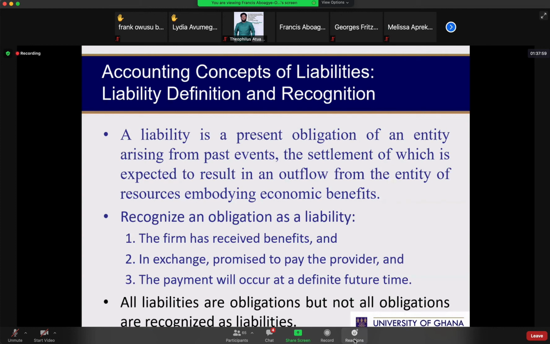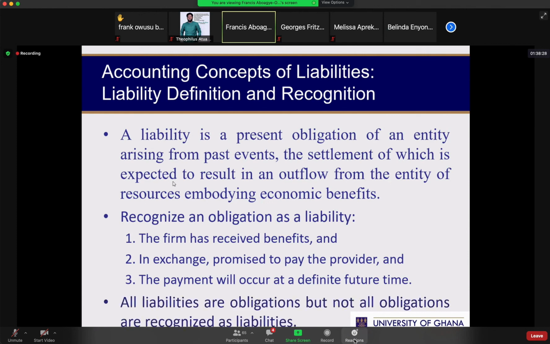Okay. All right. What about if they have now contracted somebody to put up the school, except that they haven't paid? Would they recognize the obligation to the contractor as a liability? Yes. Okay. Yes, Doc. So that's how to recognize liabilities.